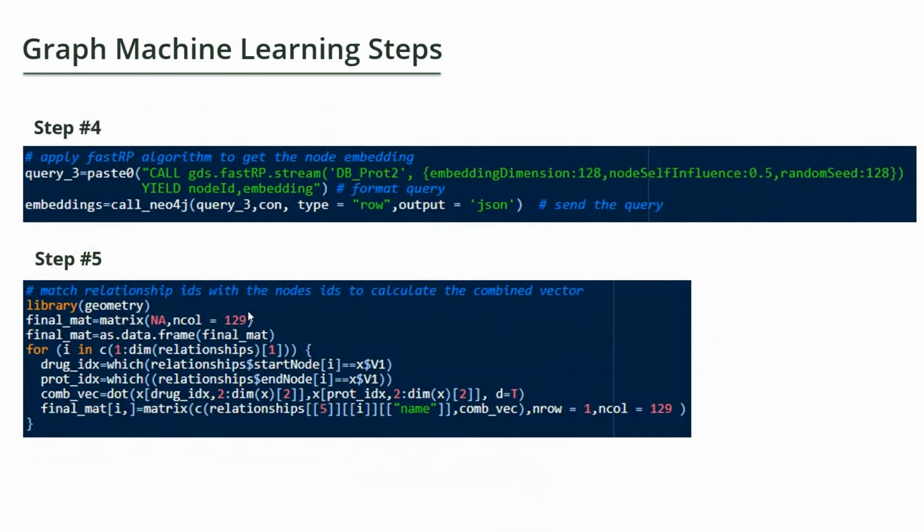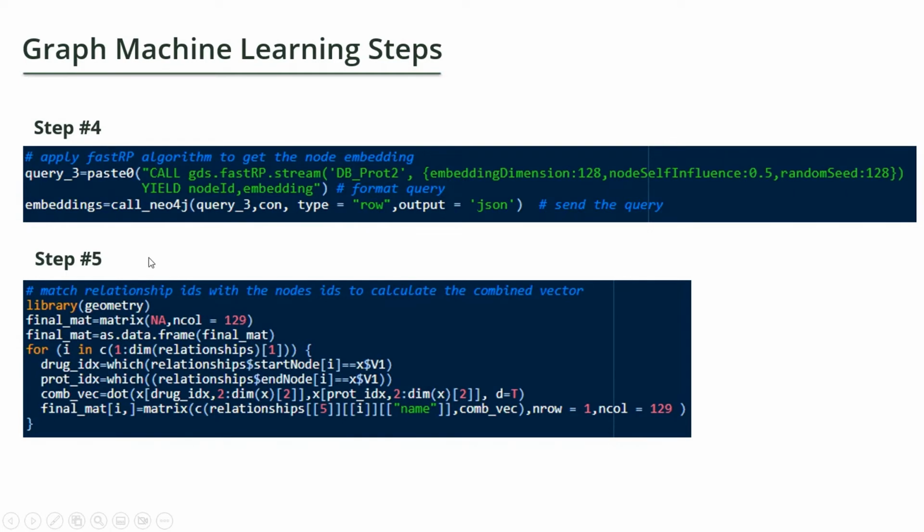So the node embedding algorithm that we used in our case is FastRP. We have also implemented node2vec, and we will provide the results later on. So in this way, we perform the FastRP query in order to generate the node embeddings and transform our nodes into vectors.